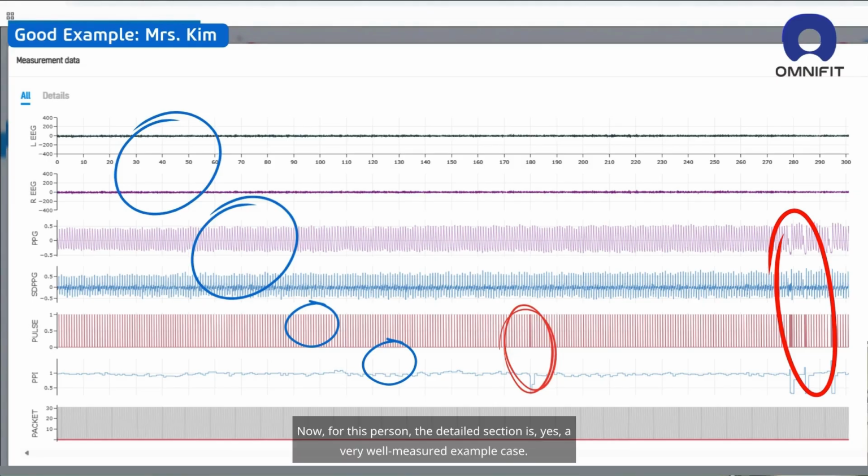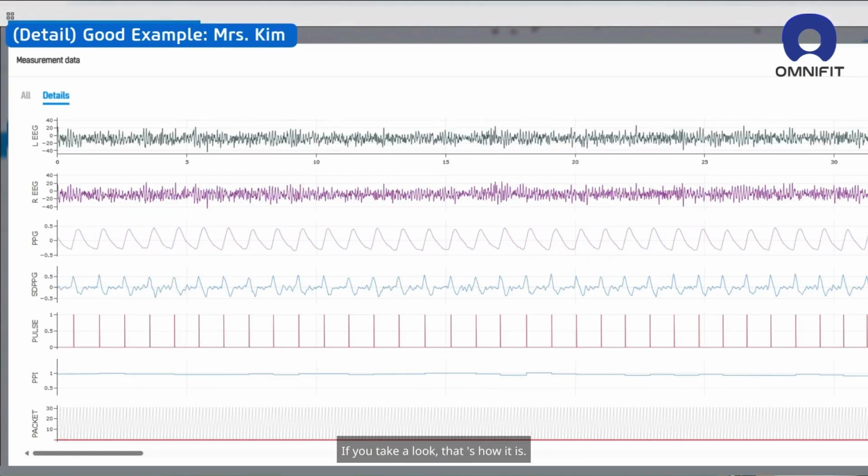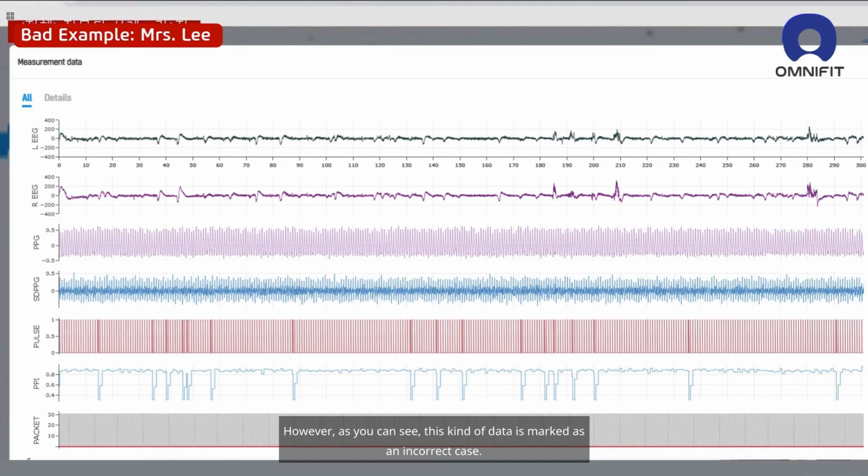Now, for this person, the detailed section is, yes, a very well-measured example case. If you take a look, that's how it is. So, as you can see, it's recorded well like this. In this case, yes, good, right. Yes. You can just click on Request Analysis. However, as you can see, this kind of data is marked as an incorrect case. You should not request measurement analysis for this kind of data. In this situation, it's best to remeasure.